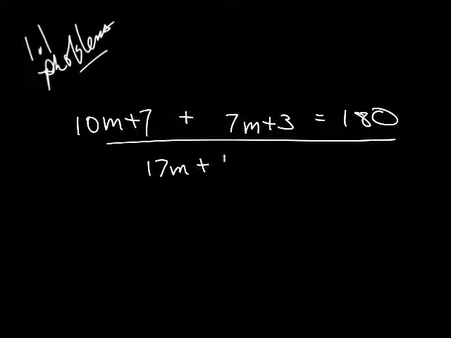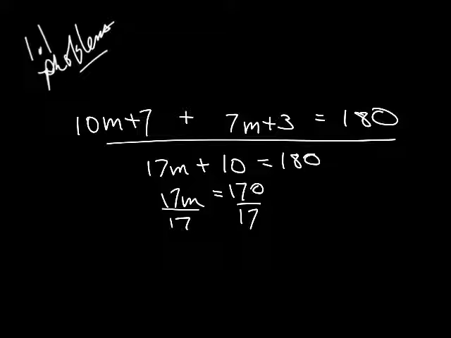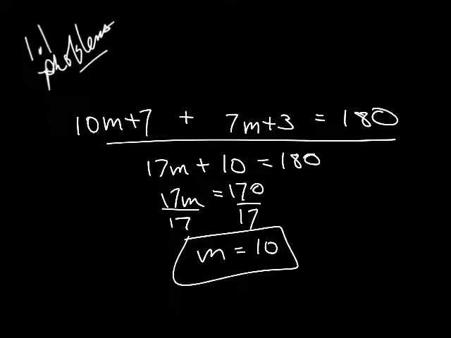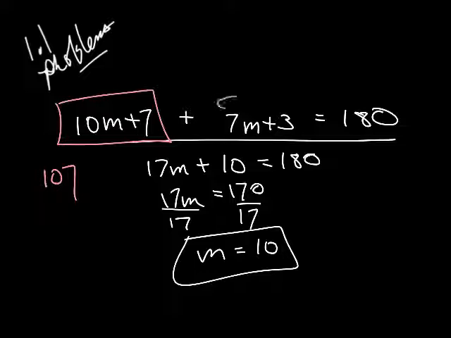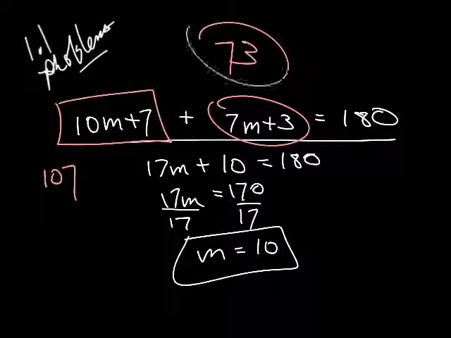So let's go ahead and do the algebra. 17m plus 10 equals 180. 17m equals 170. Divide by 17, m equals 10. So if m equals 10, this angle is going to be 10 times 10 is 100, so it's going to be 107. This angle is going to be 7 times 10 is 70, plus 3 is 73. This angle and this angle better add up to 180, and they do. So that's how you do the ones up to 18.